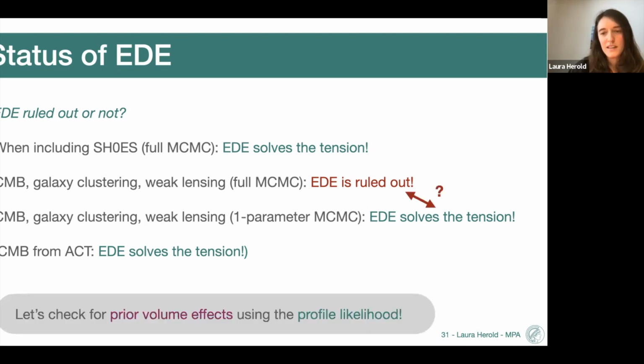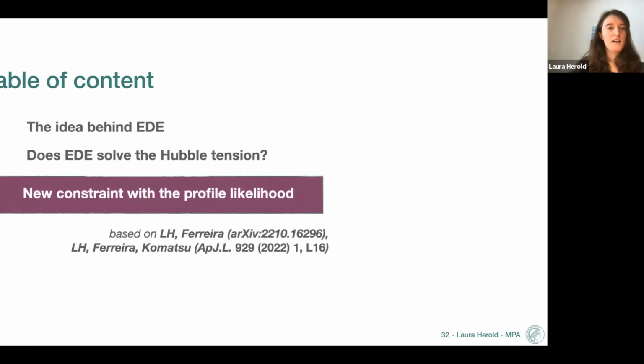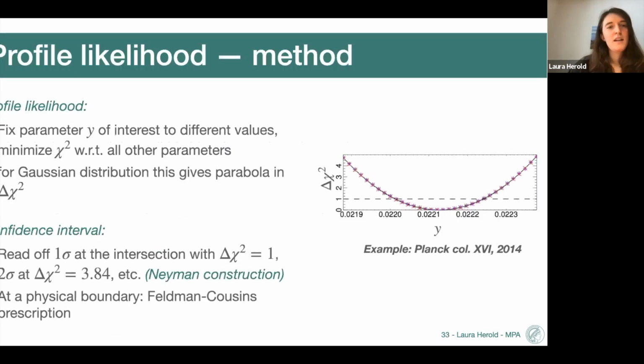And we were in particular interested to understand what is going on here and whether prior volume effects are the reason behind this. So let's check for these prior volume effects using the profile likelihood. So what is the profile likelihood? The profile likelihood is a method from frequentist statistics, which is used to construct confidence intervals.